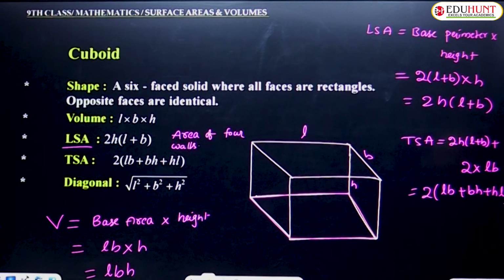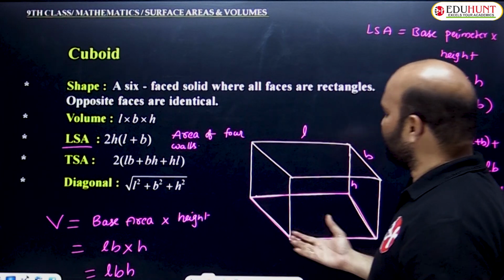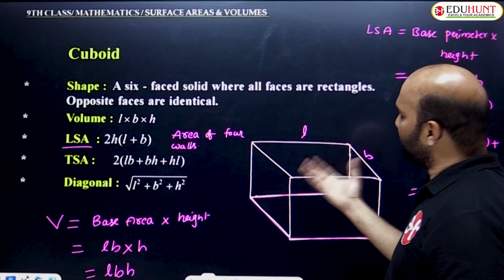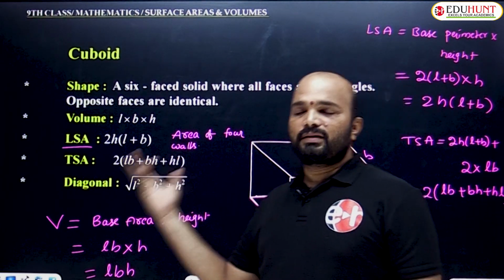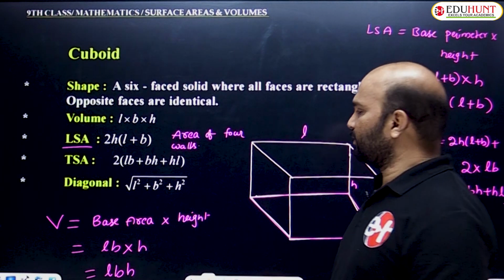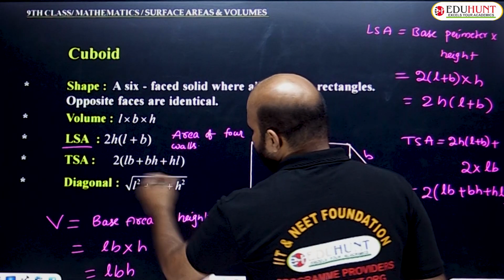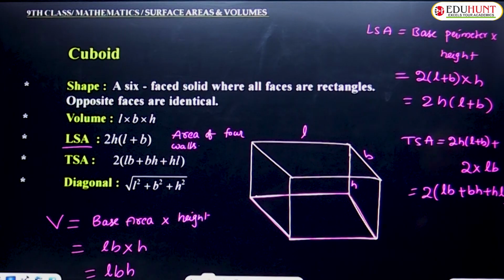So what is the diagonal of a cuboid? Square root of L square plus B square plus H square, because length, breadth, height are different. But if it is asking the diagonal of a rectangle, it is only square root of L square plus B square. Am I clear? But here it is 3-dimensional, so height is also possible. So you can write square root of L square plus B square plus H square.